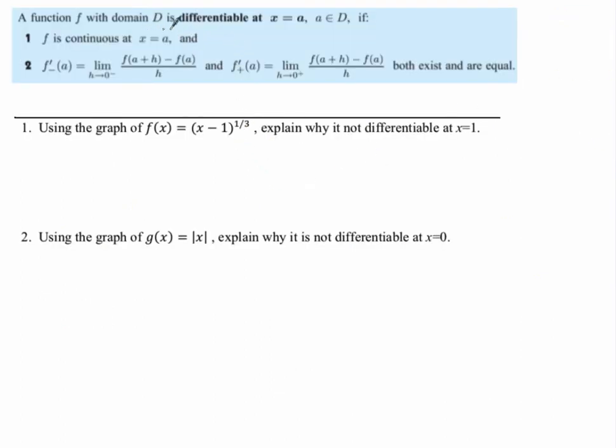Okay, so a function is differentiable at x equals a if it's continuous at that point, and if the left derivative equals the derivative on the right. Sometimes you have to go back to first principles to find this derivative. Using the graph, explain why it's not differentiable.